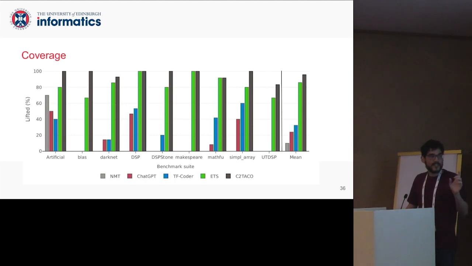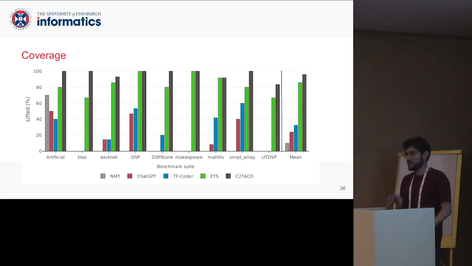We see that NMT was the worst approach, and it wasn't able to lift any program in the real-world code. We claim that NMT was trained with TACO-generated programs, which have a similar structure that does not express the general structure of programs that we find in real-world applications. So the NMT model we trained was not able to reason about different programs.